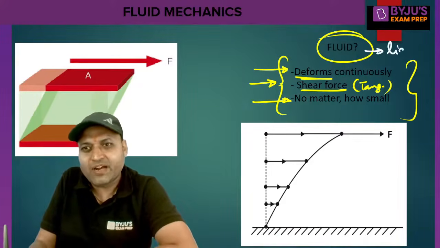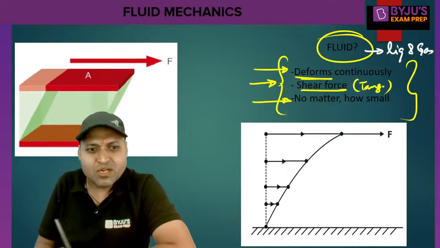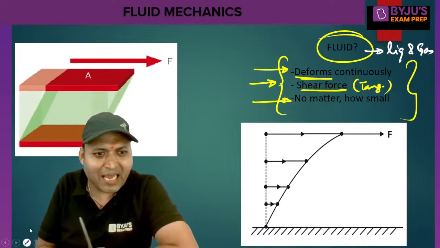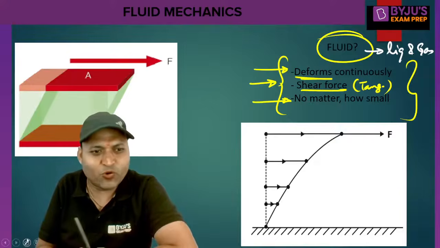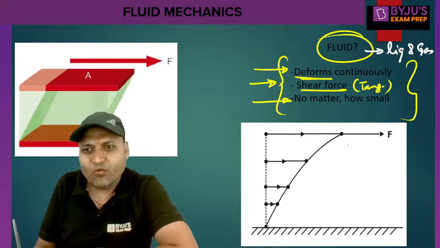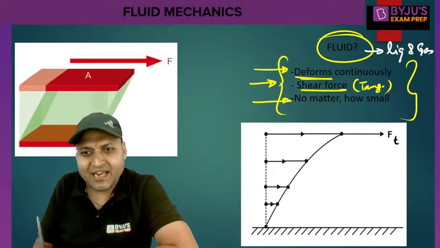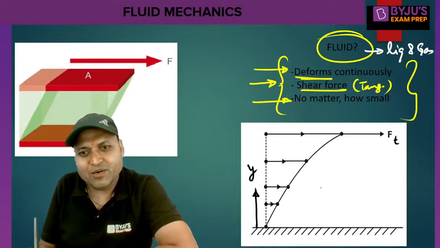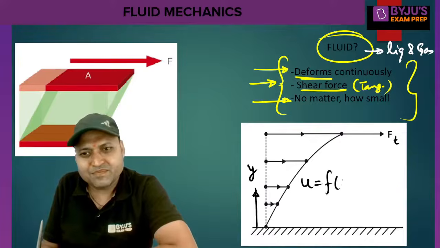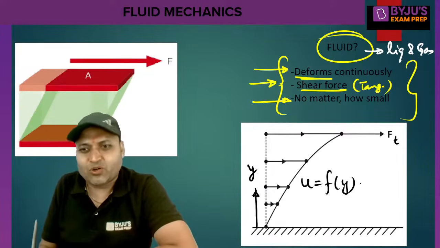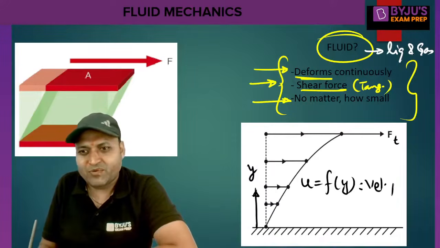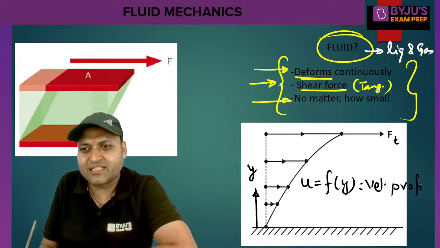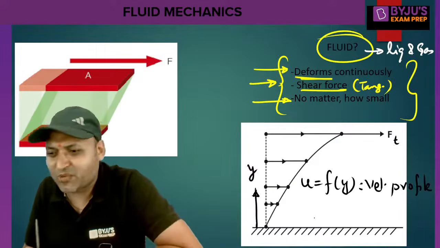Example, liquid and gas. So whenever we apply a shear force or the tangential force to the fluid, what happens? There is a deformation, angular deformation. So there is a velocity profile developed. Whenever we apply the shear or the tangential force to the fluid, there is a velocity profile developed.